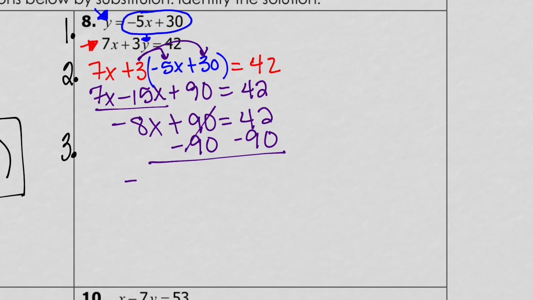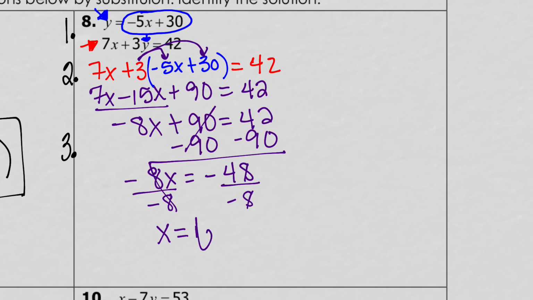So we have negative 8x equals negative 48. So 42 minus 90 is negative 48. Then we are going to divide by what is attached to our x. So we're going to divide by negative 8 on both sides, because we want our x to have a positive 1 attached to it. So we are going to get x equals a negative divided by a negative is a positive, and 48 divided by 8 is 6, I believe.